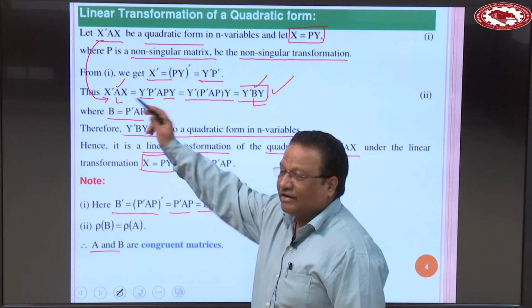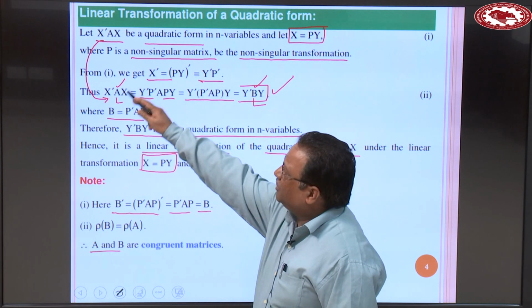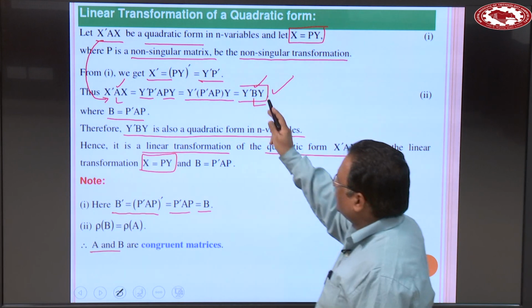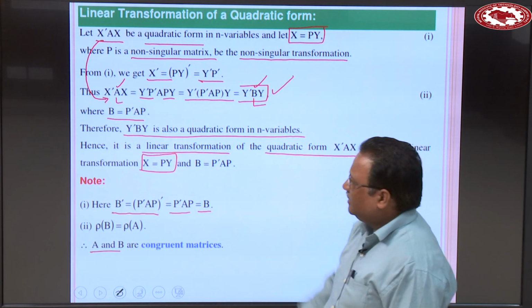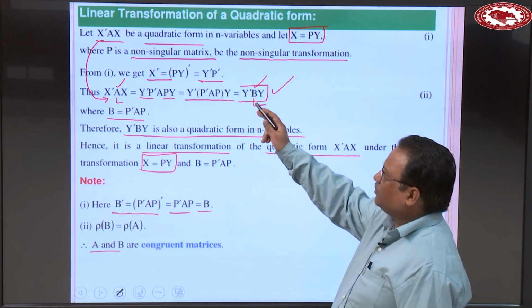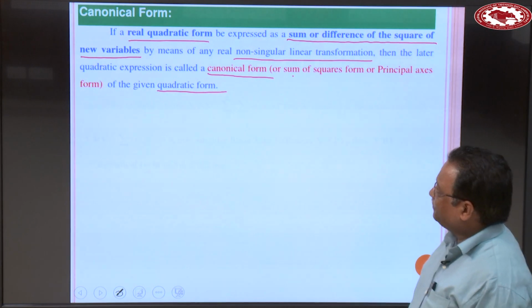This one is a quadratic form, this one is a canonical form, and this quadratic form is reduced to this canonical form using this linear transformation. Okay. तो जब भी आपने कैलकुलेट करना होगा तो कैनोनिकल फॉर्म y dash by की फॉर्म में होगी. Okay.